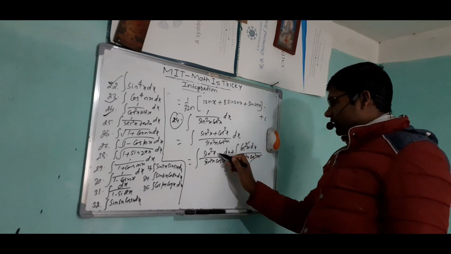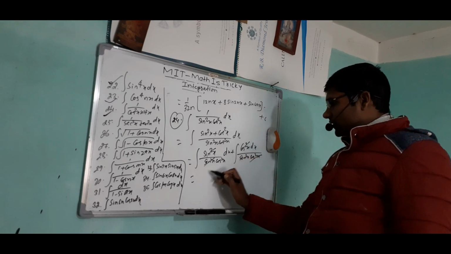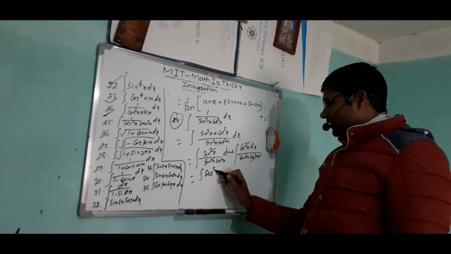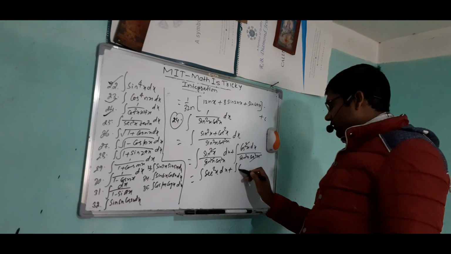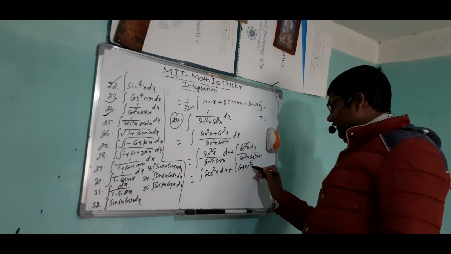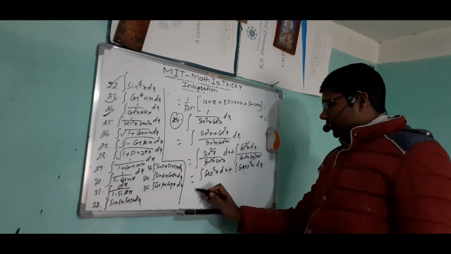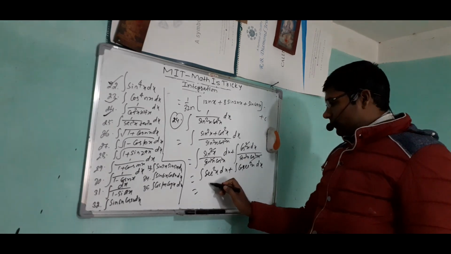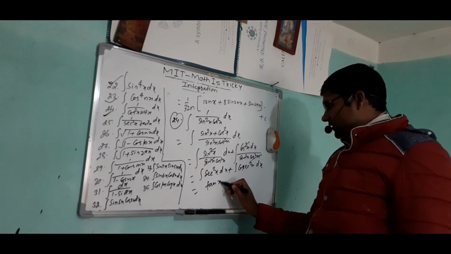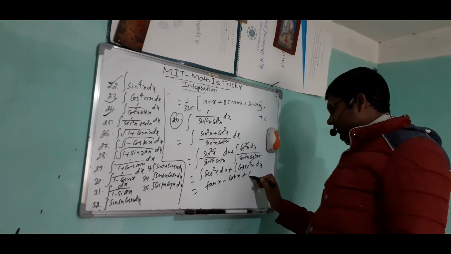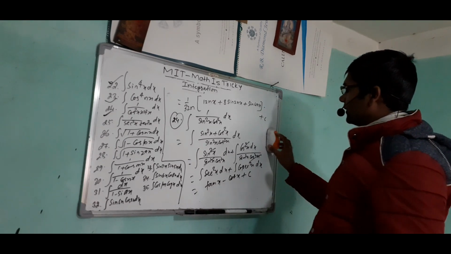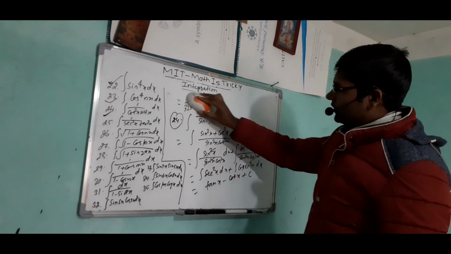So cos² and sin² cancel. It is sec² x dx plus 1/sin² x, that is cosec² x dx. Now for sec² x we have the formula, so it is tan x, and for cosec² x it is minus cot x, plus c. This is our answer. Okay, so this is question number 24.